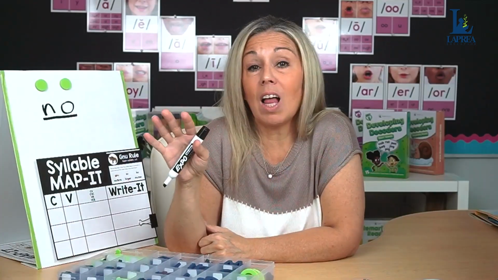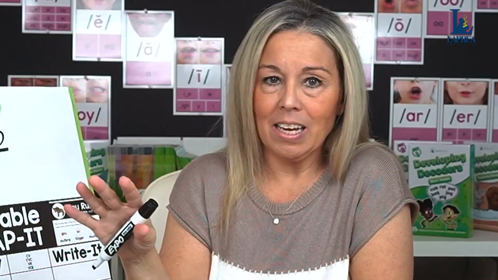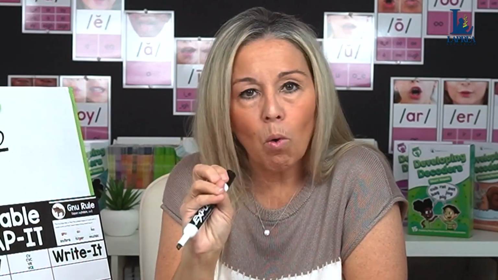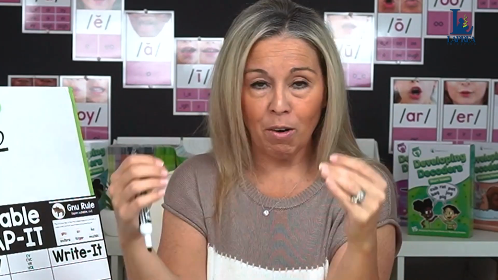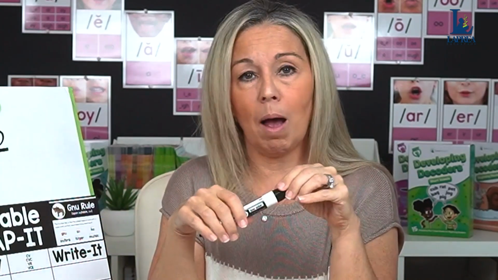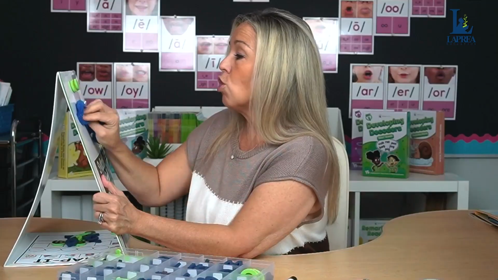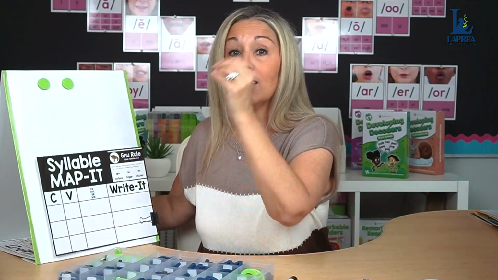Now, many multisyllabic words contain the schwa sound, but we haven't gotten to that yet. So we'll start with words that do not include the schwa sound. That's so important because that schwa sound is very popular and it's very common to see it in multisyllabic words. So we don't want to start with multisyllabic words that have the schwa sound. So the first thing we'll do is start with a multisyllabic word that does not have schwa.